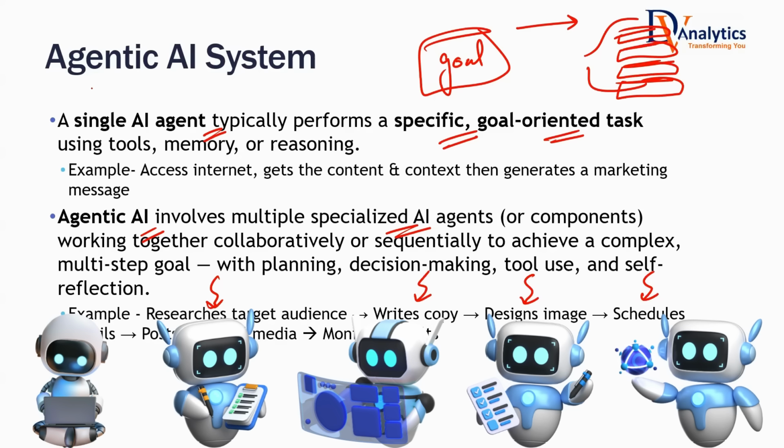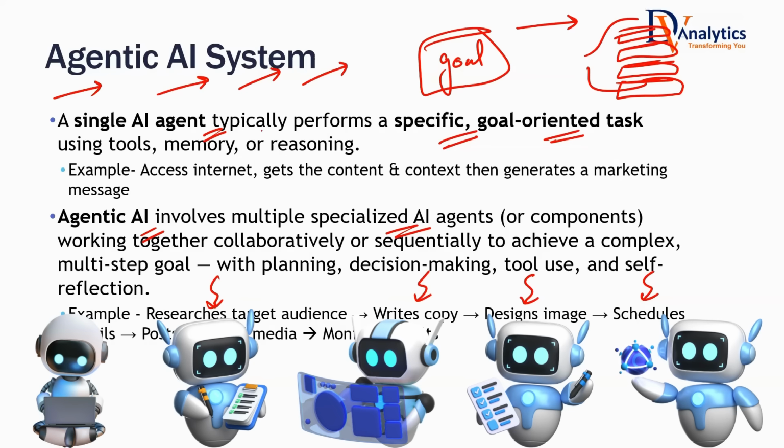So the LLM generates the output. One agent does one specific job with one tool. Maybe internet searching is one specific task. After searching, code writing is another specific task done by another agent. After that, debugging the code is another task done by another agent. So multiple agents working together, that is the agentic AI system.